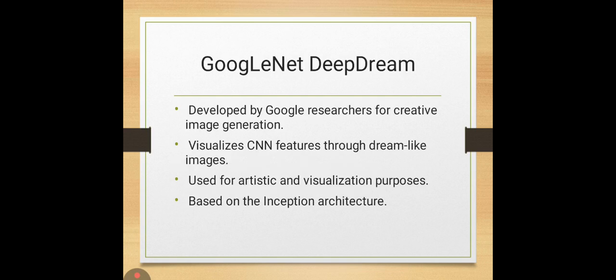Next is GoogleNet Deep Dream. Deep Dream is a creative application of CNN. It visualizes the features learned by CNN and generates dreamlike images. It helps us understand what CNN learn internally.